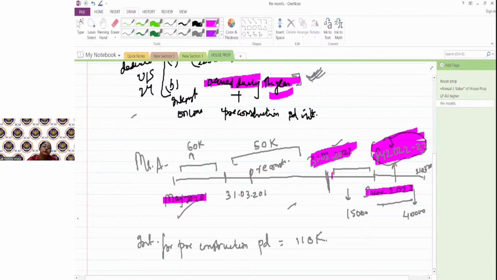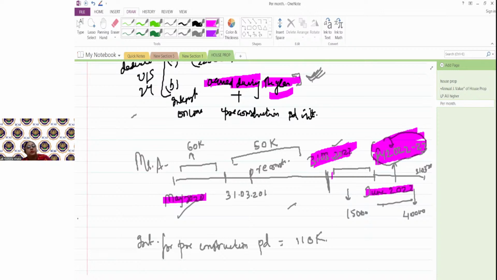So the interest of the preceding years will not go waste. For that, the Income Tax Act introduced the terminology of interest for pre-construction period. But to calculate the interest for pre-construction period, you have to calculate what is the pre-construction period. Pre-construction period, my friend, is from the date of loan till 31st March 2022 in this particular case.